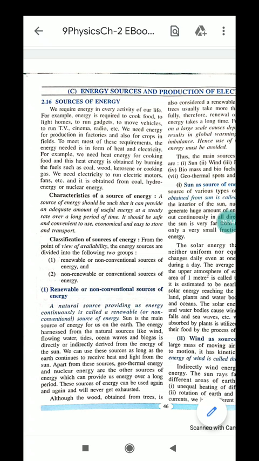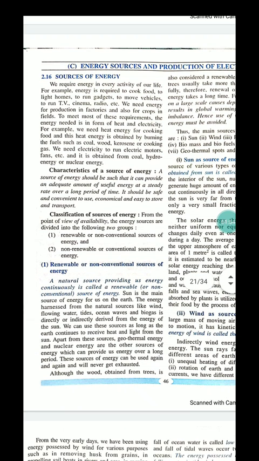So what are the characteristics of an energy source? A source of energy should be such that it can provide an adequate amount. That means it is available in a lot of amount, and it should be available easily, convenient to use, economical and easy to store and transport. This should be the characteristics of a good energy source. That means it would be available easily from anywhere. We can buy it or we can get it. It would be easy to store also.